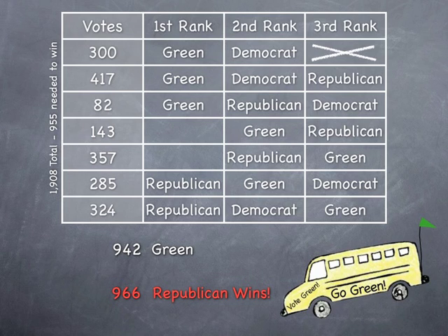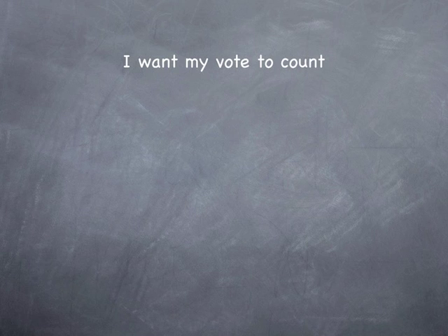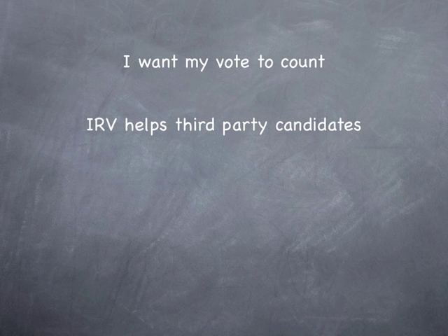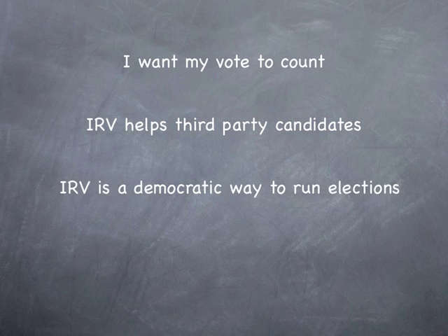It was a quiet bus ride home for those 300 Green Party supporters. You've got to ask yourself, how can this voting scheme make it such that 300 additional votes can elect somebody that you didn't even vote for? It saddens me when I hear people say things like, I want my vote to count, or instant runoff voting helps third-party candidates, or even instant runoff voting is a democratic way to run elections.